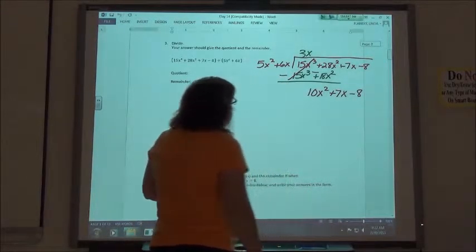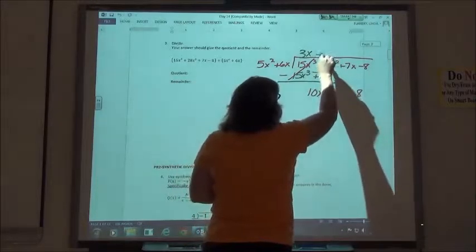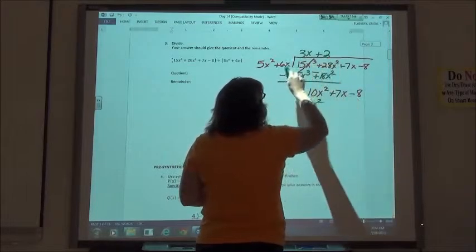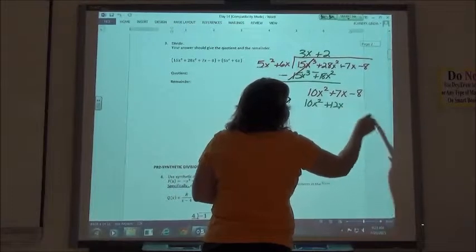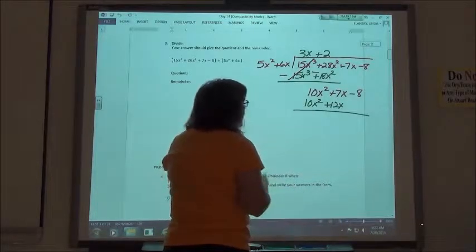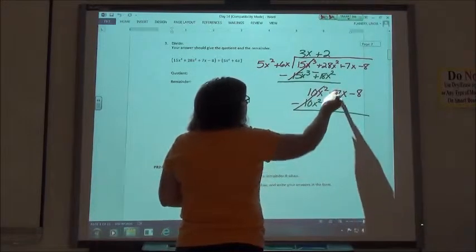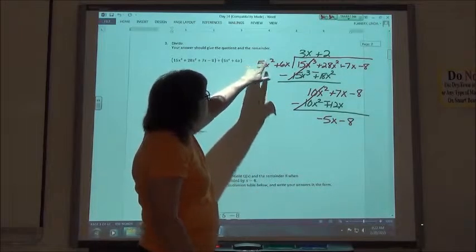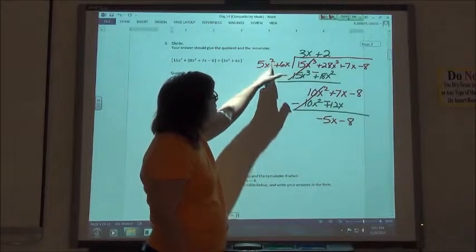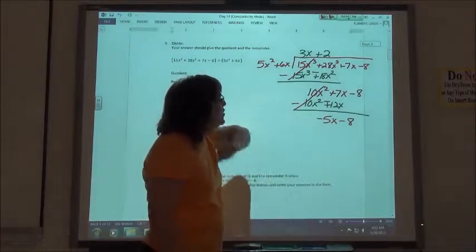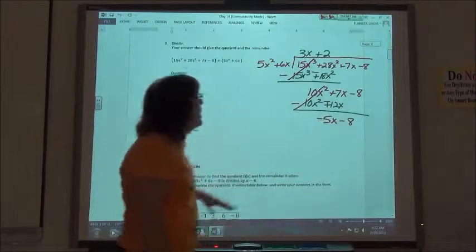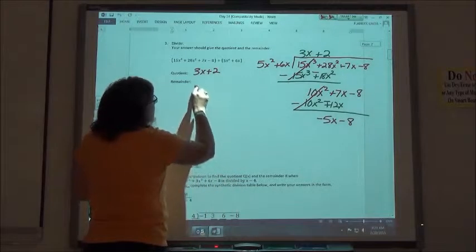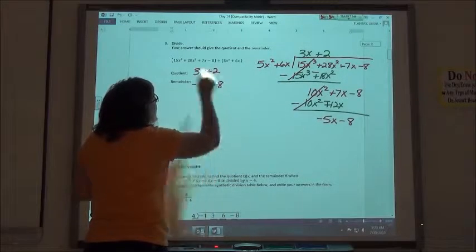So what times my 5x squared would give me 10x squared? I just need a plus 2. 2 times 5x squared is 10x squared. 2 times 6x is 12x. But then I have to subtract. 7 minus 12 would be negative 5x minus 8. Now, since my exponent on my remainder is lower than my exponent on my divisor, I can't go any farther than that. All of that is my remainder. So my quotient is 3x plus 2. My remainder is negative 5x minus 8.